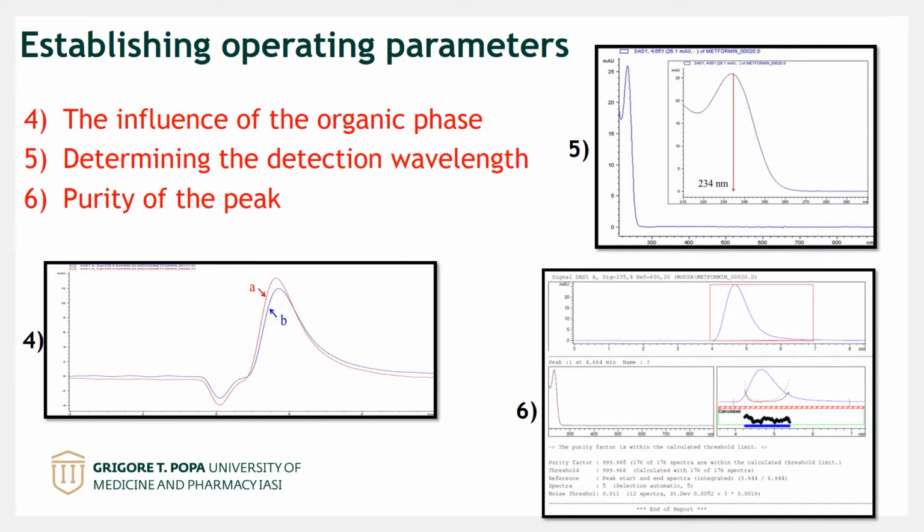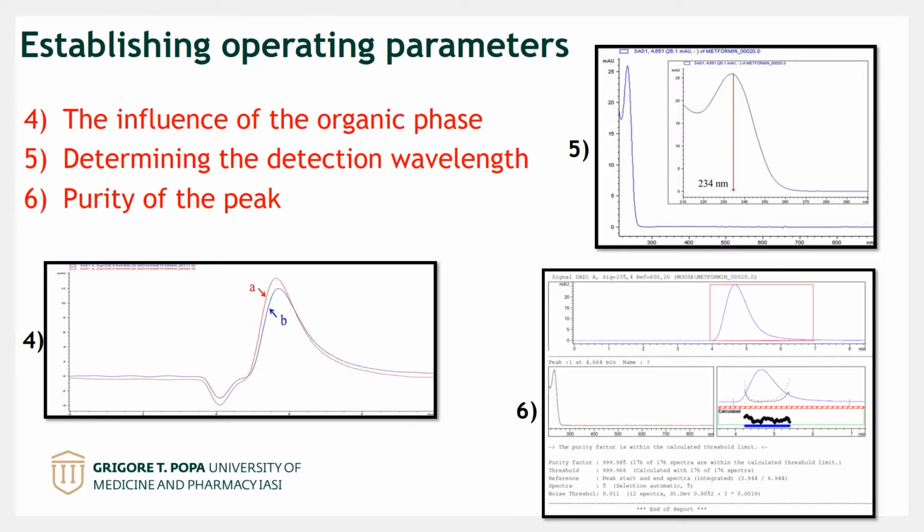In picture number 4, the study of the influence of the organic phase. Comparative studies were performed by changing the polarity of the organic phase. Thus, analyses were performed in which the mobile phase consists of acetate buffer pH equals 3, methanol, 70-30, and acetate buffer pH equals 3, acetonitrile, 70-30. The comparative analysis of these two chromatograms shows that in both situations, the retention times do not vary significantly when replacing methanol with acetonitrile in the composition of the mobile phase.